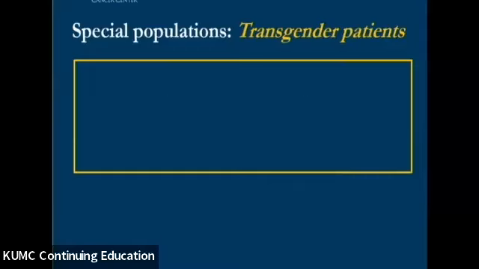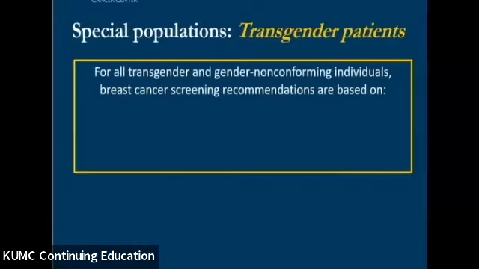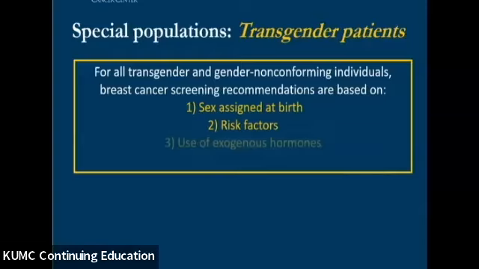So for transgender patients, moving on to this second special population, we typically look at 4 different things to help us decide whether or not we're going to screen them and what type of screening is appropriate. 1 is going to be their sex assigned at birth. 2 are their individual risk factors. 3, the use of hormones. And 4, their surgical history.